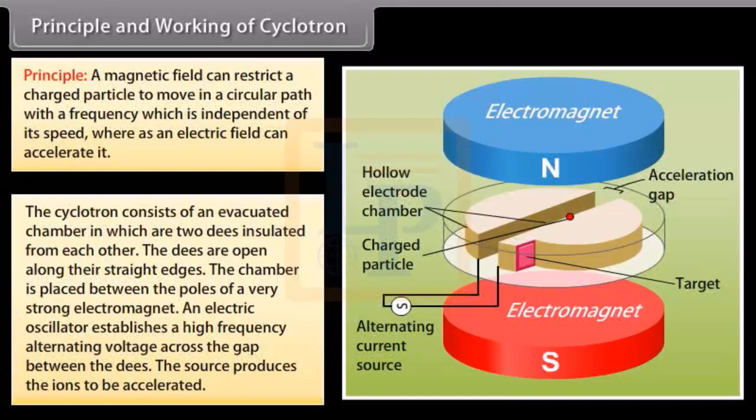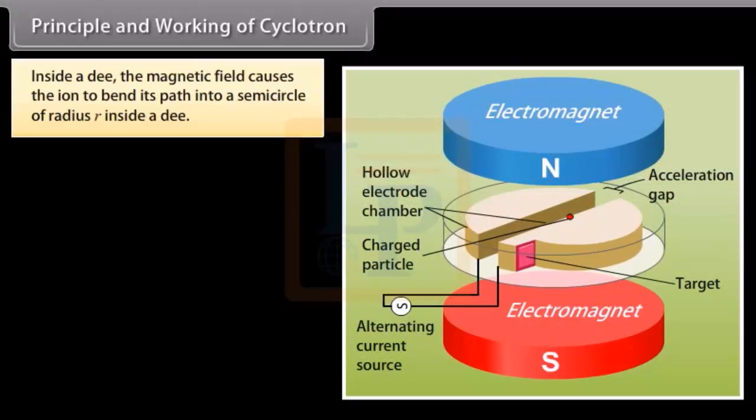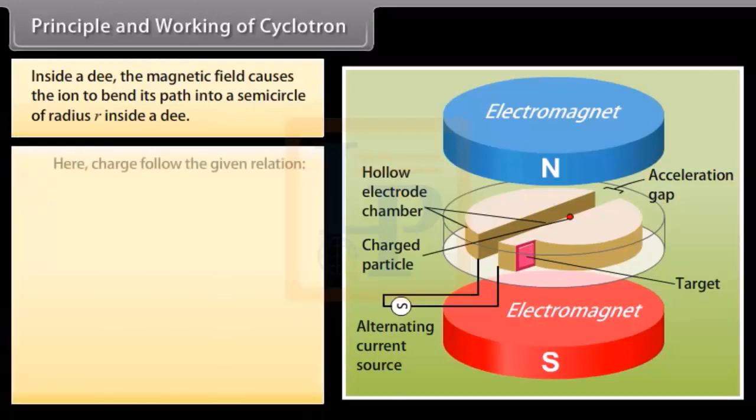Suppose an ion with a positive charge q and mass m is at the center of the gap when D1 is at negative potential with respect to D2. The ion is accelerated across the gap by the electric field between the Ds towards D1. Inside a D, the magnetic field causes the ion to bend its path into a semicircle of radius r inside a D. Here, the charge follows the given relation: qvB = mv²/r.